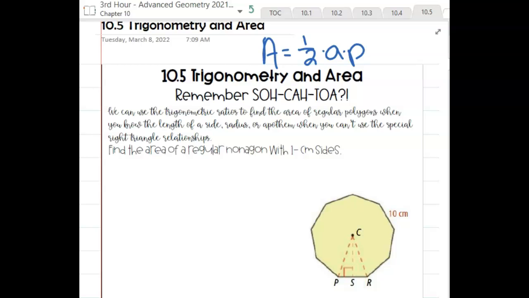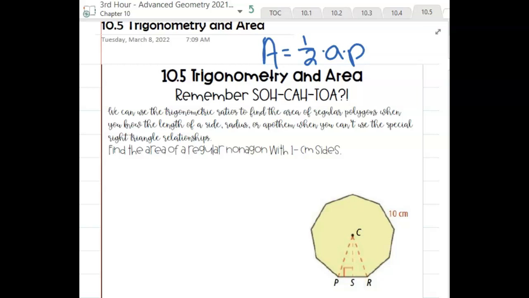So, a polygon that has 9 sides, a nonagon. I actually think this is maybe a little bit easier, because sometimes those special right triangle ratios can be kind of challenging with the s squared to 2. We are going to use trigonometry. So remember SOHCAHTOA? We have sine, opposite over hypotenuse, cosine, adjacent over hypotenuse, and tangent, opposite over adjacent. So we're doing almost the same thing we did last week. But when we're looking for the missing side, usually it's going to be the missing apothem. We're going to have to use one of our trig ratios to find the missing side length, okay?